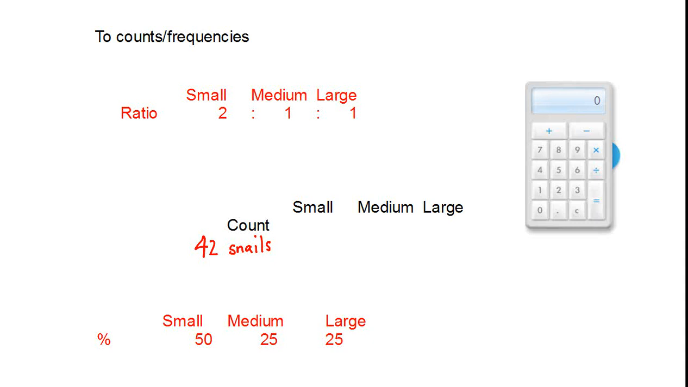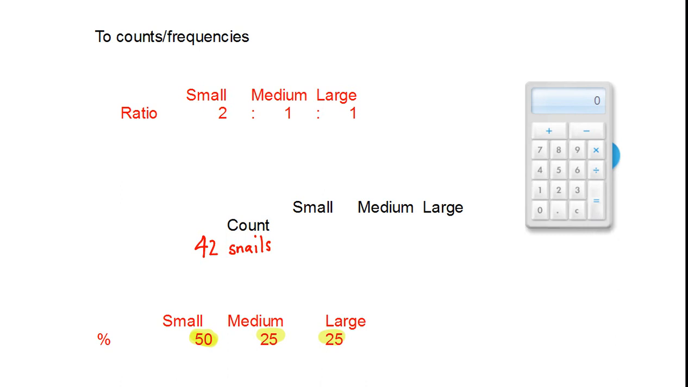In this short tutorial, I'm going to explain how to work with hypotheses which are expressed in terms of either ratios or percentages. So here I have some theoretical percentages. Some theory says that in a particular population 50% of the snails should be small and 25% should be medium, another 25% should be large.